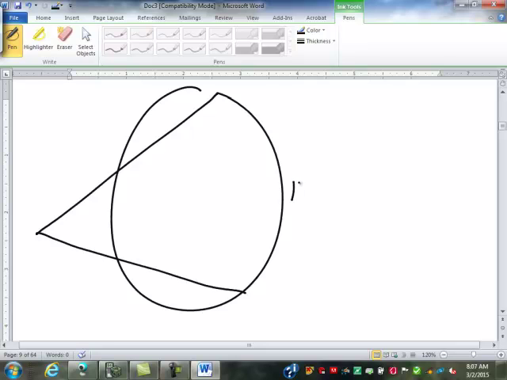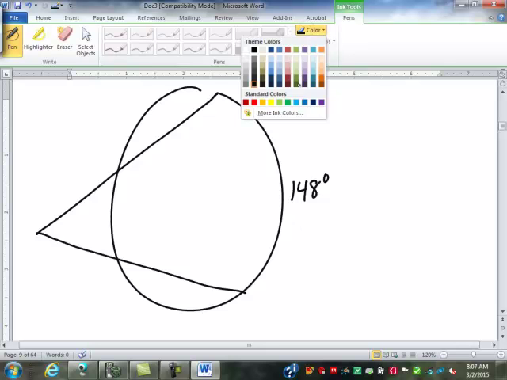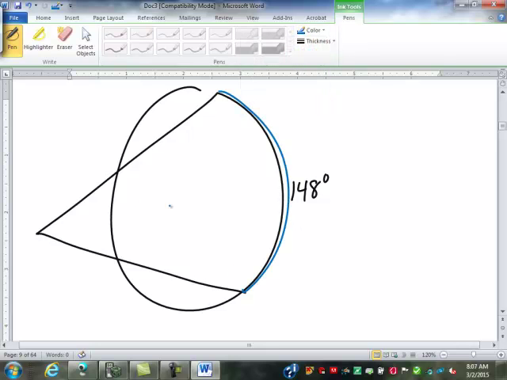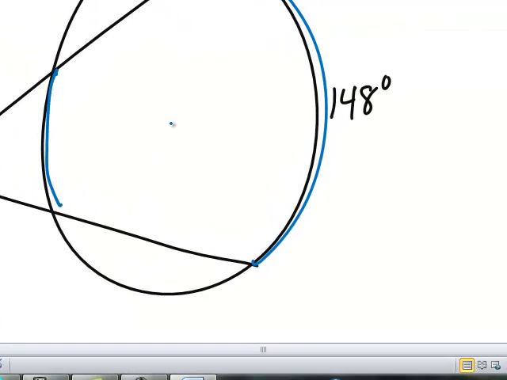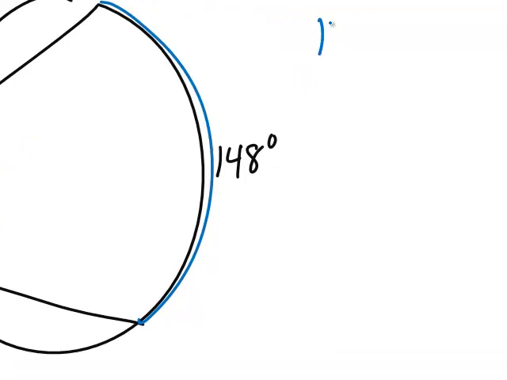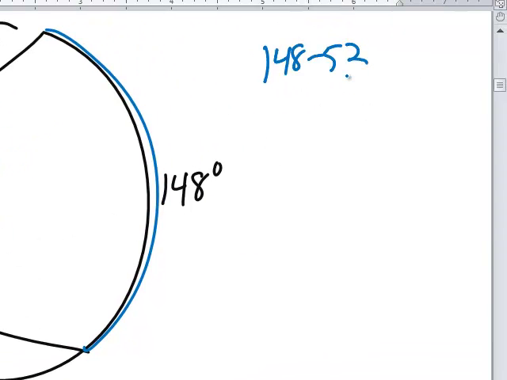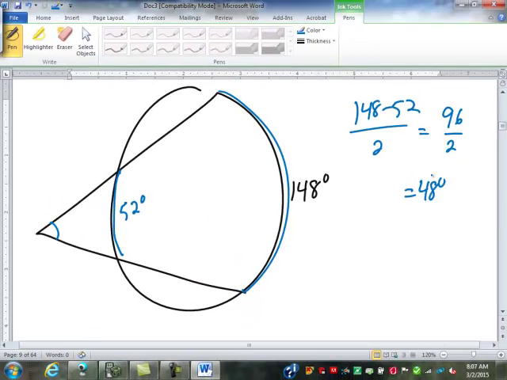Okay, so this arc out here is 148 degrees, from here to here. This arc here, I'm going to call it 52 degrees. So to find this angle, talk me through it. 148 minus 52 is 96. Divided by 2 is 48 degrees. So this is a 48 degree angle out here.